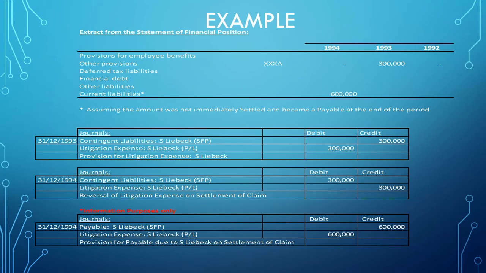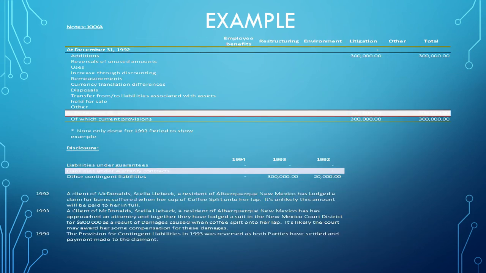Okay, so let's quickly take a look at an extract from our statement of financial position. So we're just looking at a balance sheet here. We're saying in 1992 we have no provisions for anything. Remember, we're just saying it's a disclosure note. So look at our disclosure note at the bottom of the year. We see in 1992, client McDonald's. We give a little summary here, where she's from, what she wants, that sort of thing. And we'll see that in the notes for our financial statements, at the end of December 1992, we have no closing balance in the top row over there. So we don't account for this contingent liability.